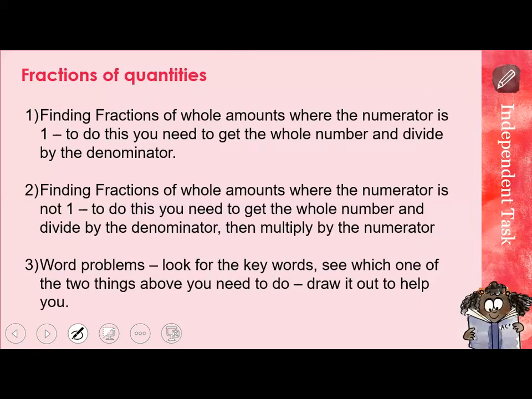Moving on to your independent task. Your independent task is split into 3 sections. Each of those sections has been discussed in this video. The first part is finding fractions of whole amounts where the numerator is 1. So for example, finding 1/4 of 8 or something like that. Remember, all you need to do is 8 divided by 4.